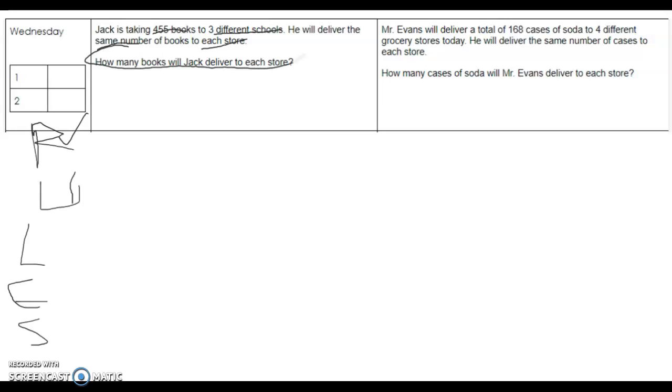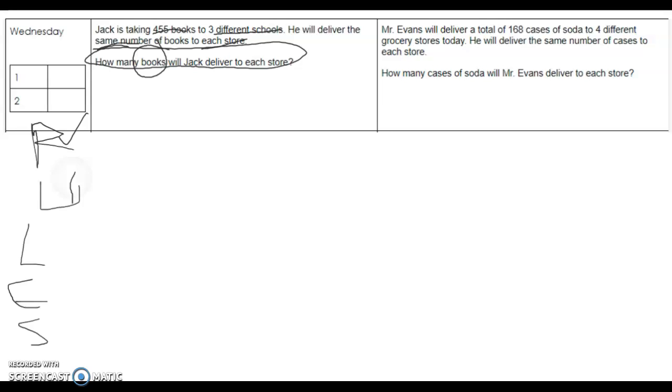So I'm going to circle my question. And which word in here? What word do I need to take a picture of and stick it in my head? Books. How many books will Jack deliver to each store? So we want to make sure that we've got books stuck in our head.